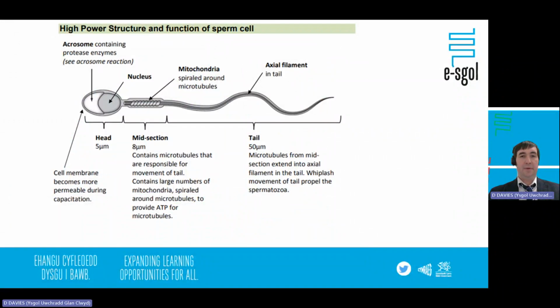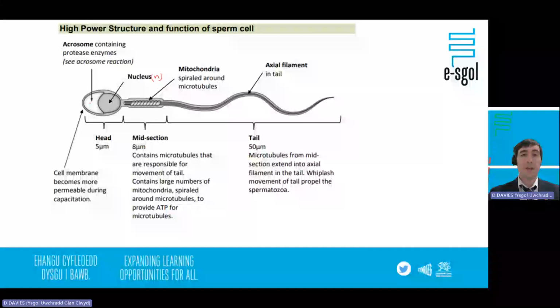So this is a picture of a sperm cell itself, and you can tell that's highly, highly specialized. Everyone knows the little tadpole shape, don't they? But it's so much more than that. You have the head, which contains the nucleus, which has the haploid number of chromosomes in it. You then have an acrosome, which is full of enzymes that carry out the acrosome reaction.